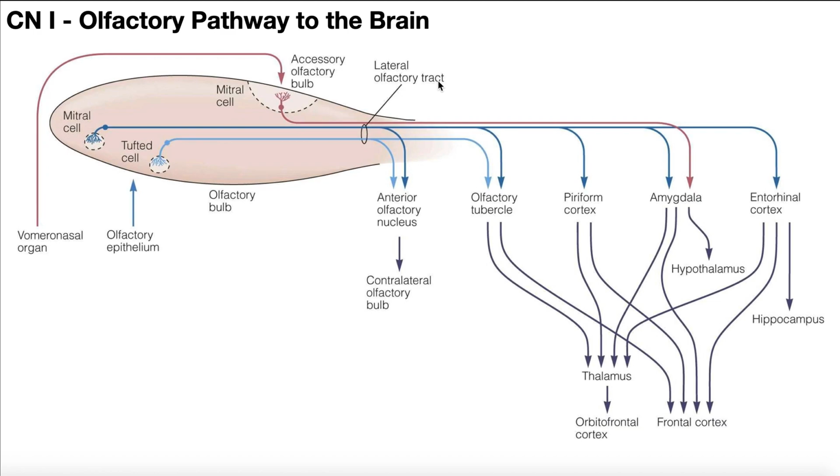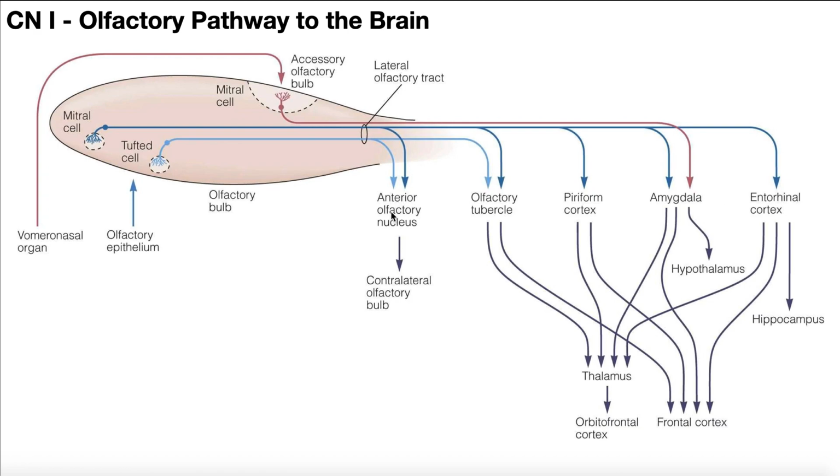There's another tract that we're going to look at in the next video that originates from the vomeronasal organ, and those go to mitral cells here, but those are not actually a part of the lateral olfactory tract. In any case, let's follow these blue axons. We see that they actually go to 5 different parts of the brain that are all involved to some extent in smell. We have the anterior olfactory nucleus, the olfactory tubercle, piriform cortex, amygdala, and the entorhinal cortex.